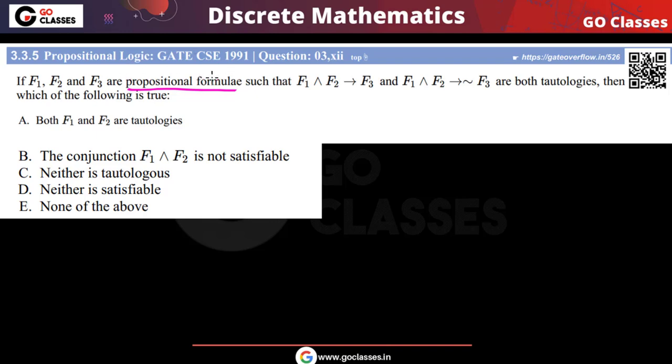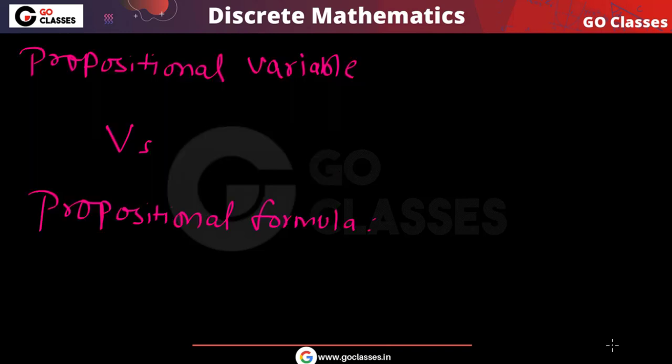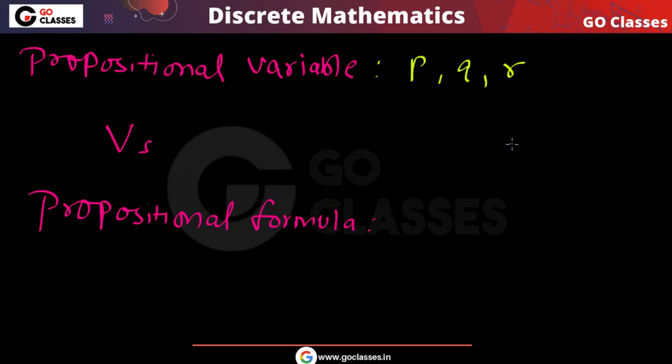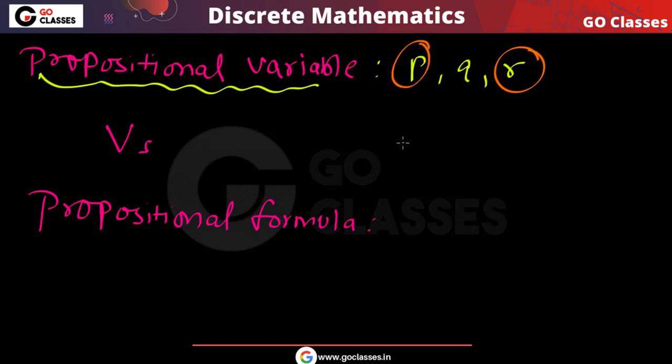What is a propositional formula and what is a propositional variable? What is the difference between them? For example, P, Q, R are propositional variables. A propositional variable represents an atomic proposition. So P, Q, R are atomic propositions, and an atomic proposition does not depend on anyone else. The truth value of R, P, and Q does not depend on anyone else.